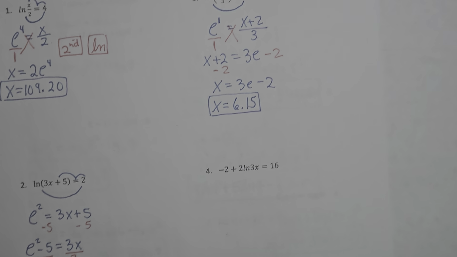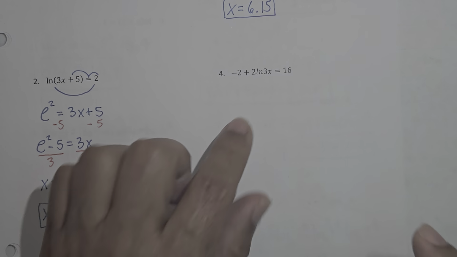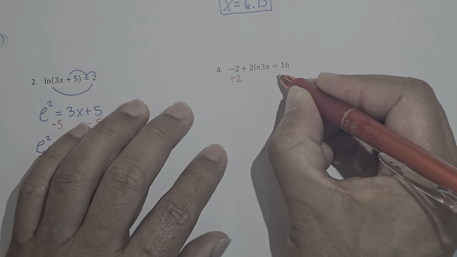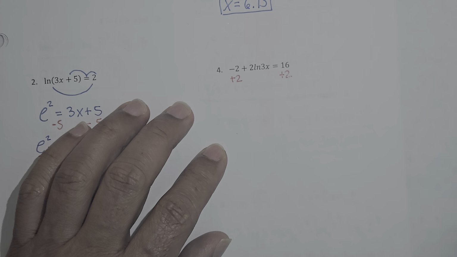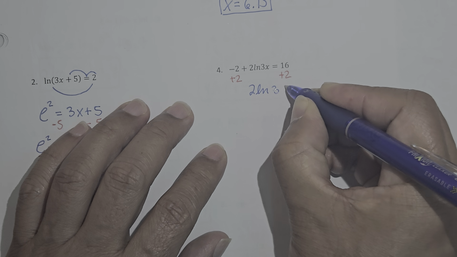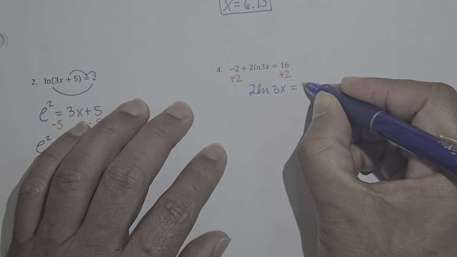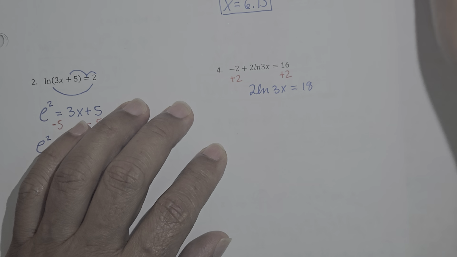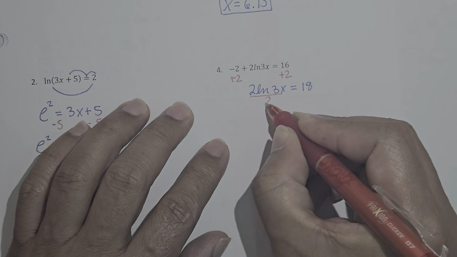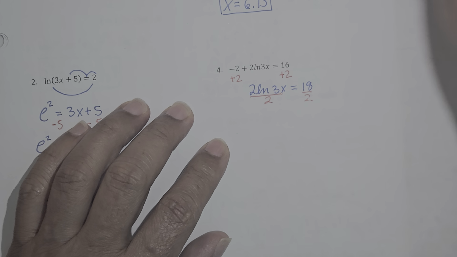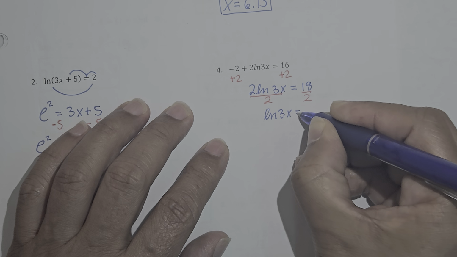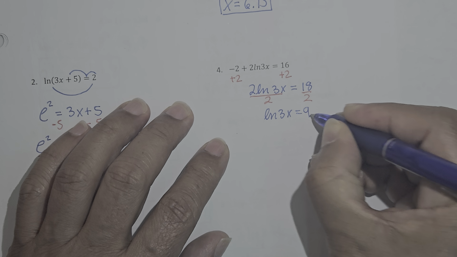Okay, let's go to example number 4. So for this one, there's a minus 2. So let's add 2 to both sides of the equation. So then we have 2 times the natural log of 3x is equal to 16 plus 2, that's equal to 18. Then we want to have this by itself. There's a 2 in front of it, so let's divide by that 2. So then this is the natural log of 3x is equal to 18 divided by 2 is 9.